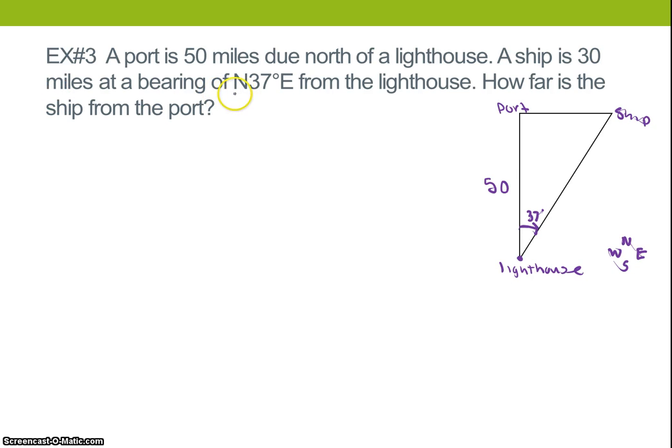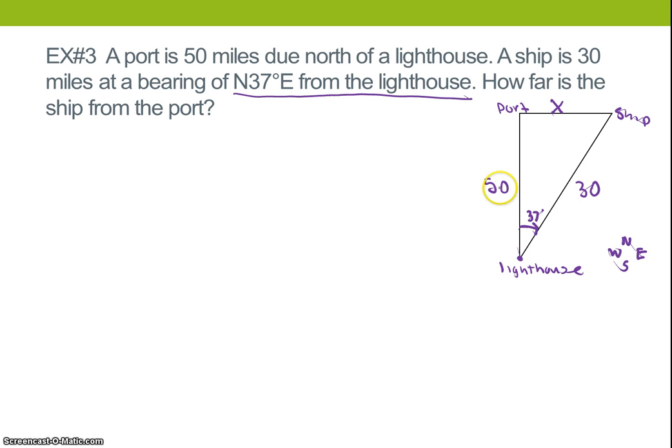At a bearing of north 37 from the lighthouse. So I know I start at the lighthouse at the north-south line and go towards the east line, and that's 37 degrees. And so the path of the ship would be this way. Okay. And it says the ship is 30 miles at a bearing. So this length here is 30 miles. And I want to know how far is the ship from the port, which I'm going to call X.